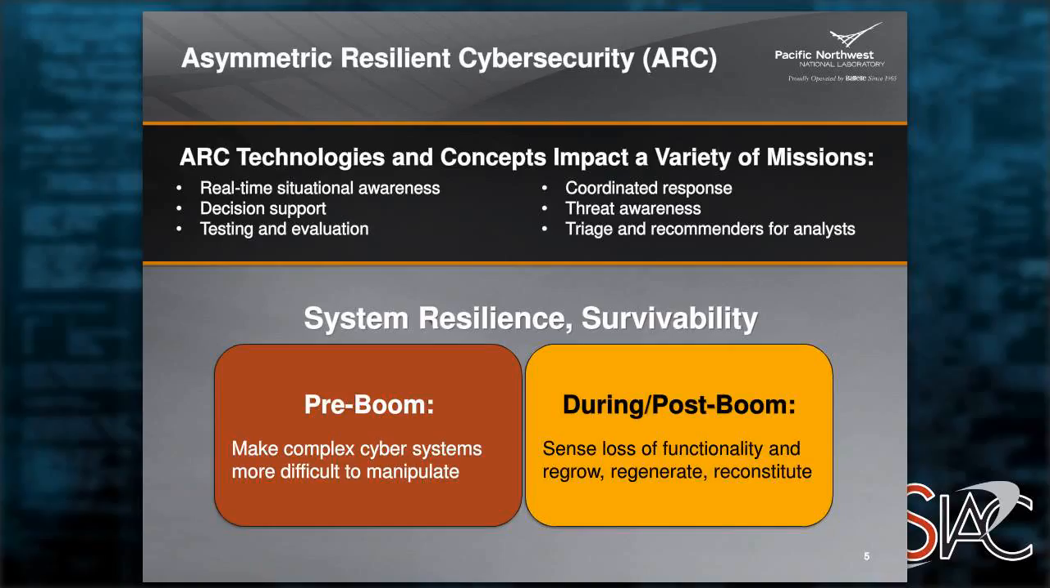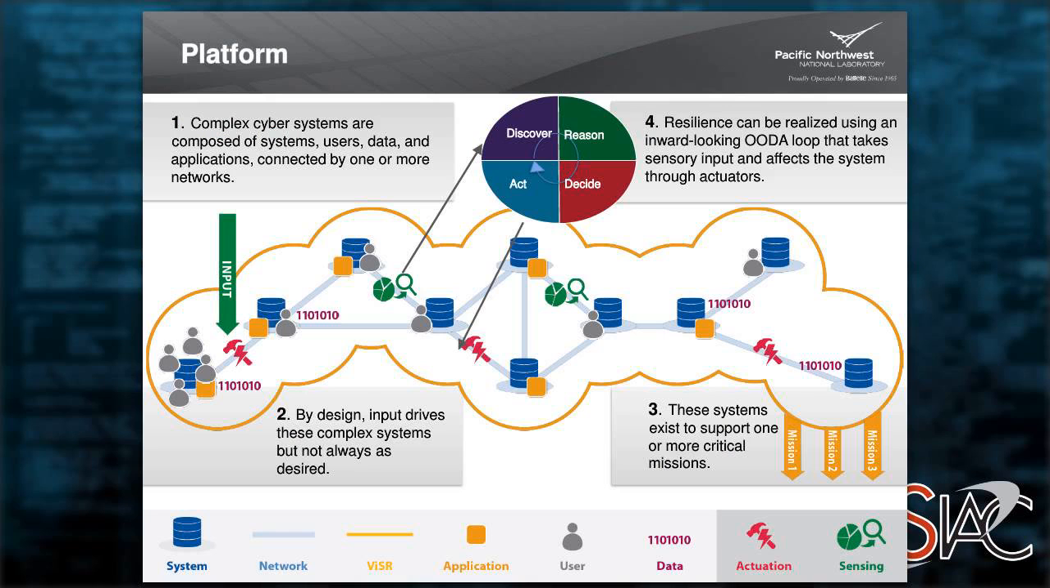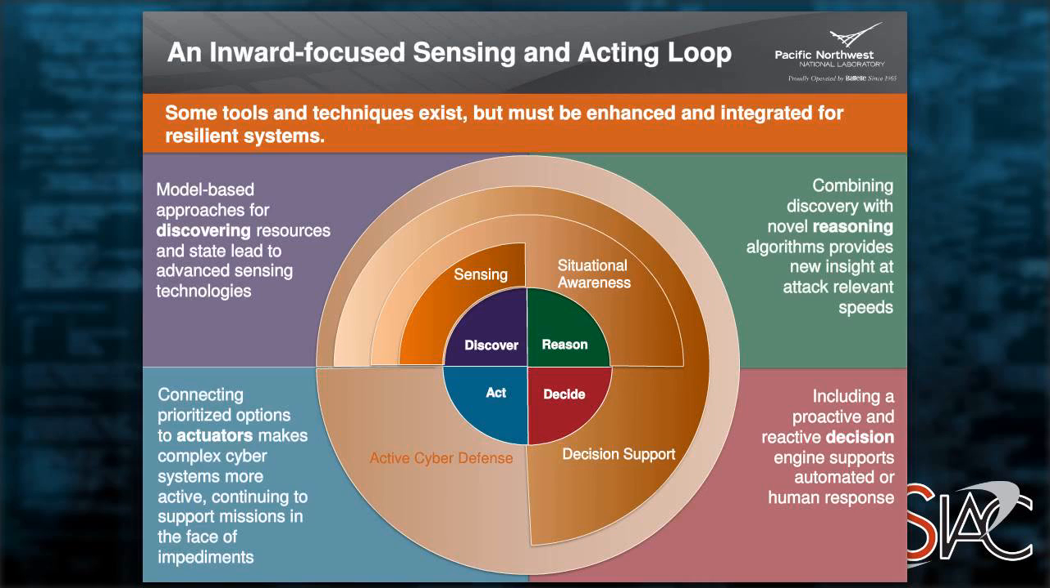So the black bar across the top of this slide lists a whole bunch of different areas. And again, these are not areas that we're going into with the perspective of starting from scratch and trying to solve the whole problem. But I think that our perspective in resilience and this multidisciplinary approach are potentially going to change the way we think about some of the more traditional areas like situational awareness and decision support, threat awareness and coordinated response, and those sorts of things. And as we go through this, I'll call out specific examples of that as we go.